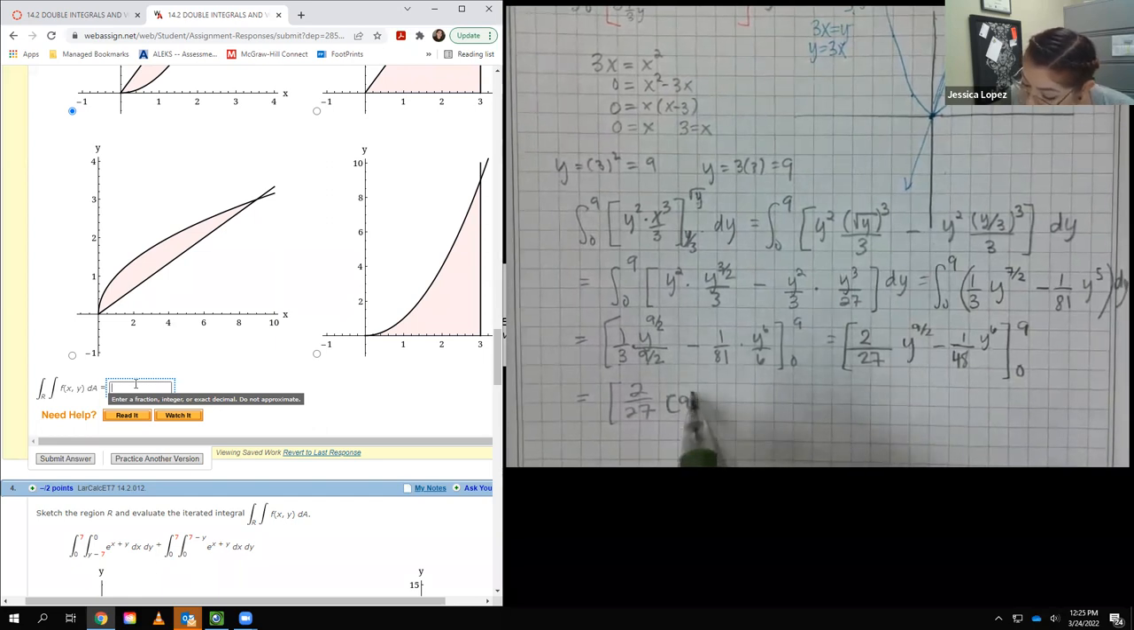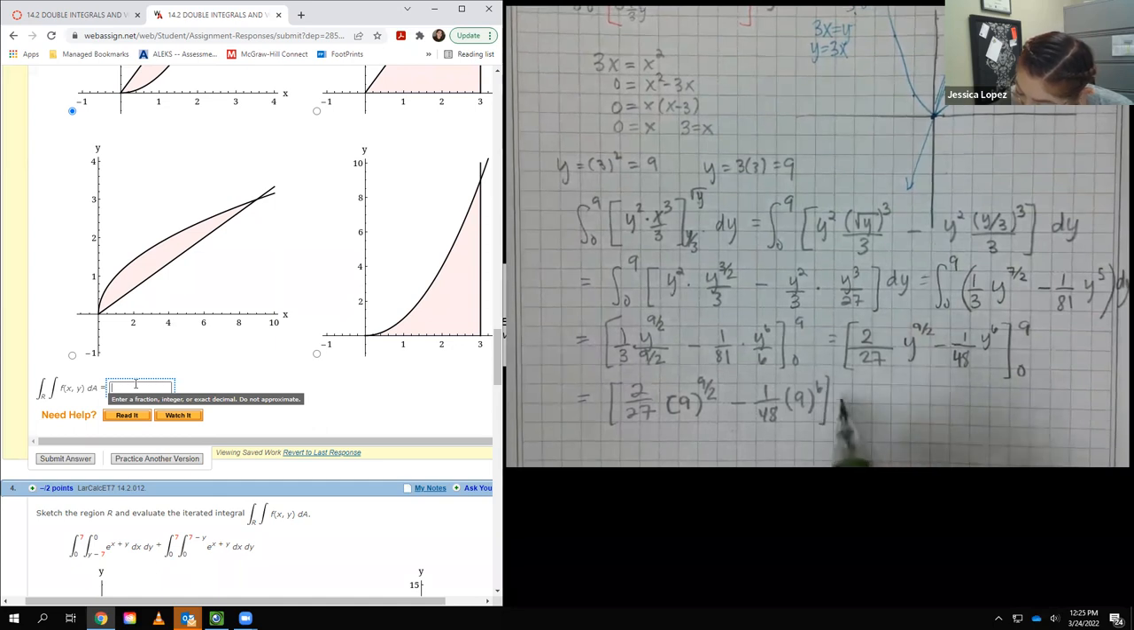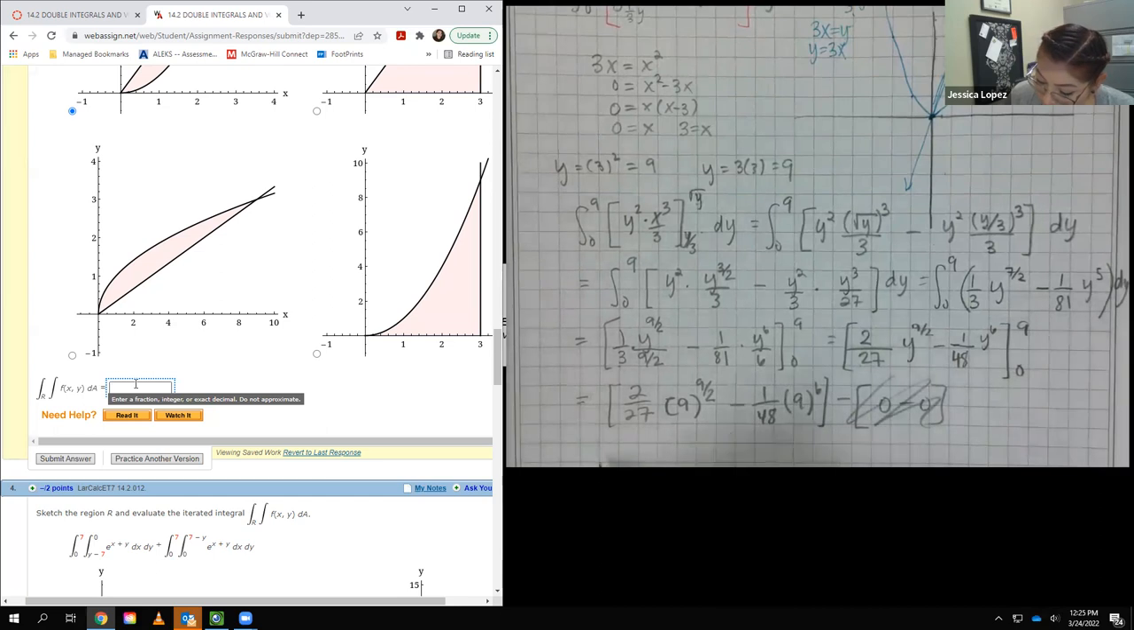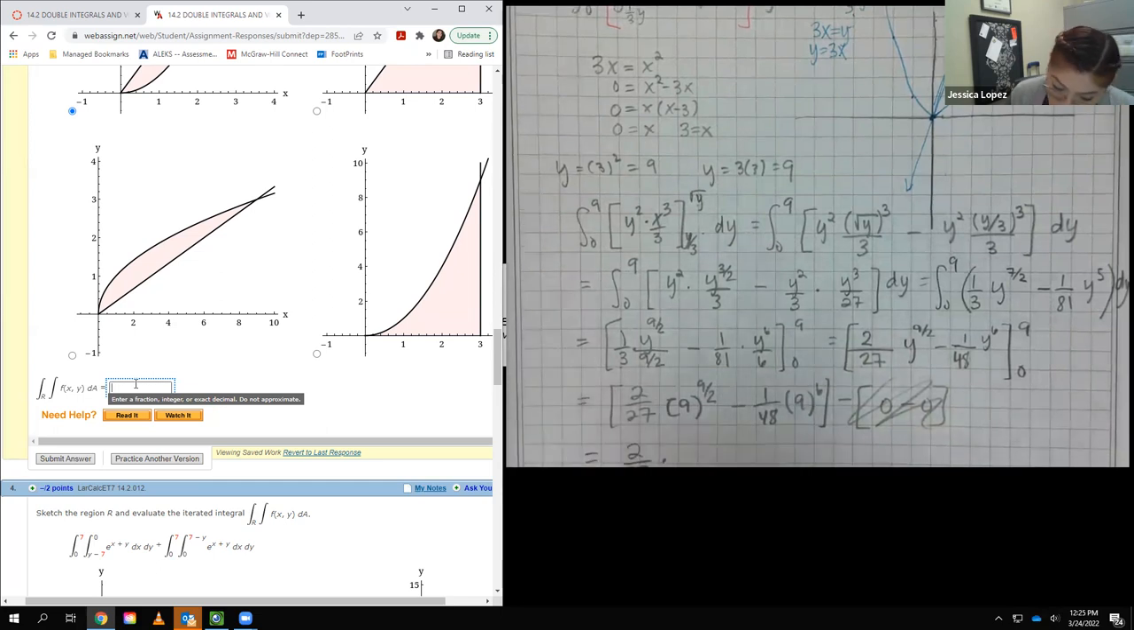Okay, so we have 9 to the 9 halves minus 1 over 48 times 9 to the 6 power, minus 0 to any power times, it's just going to be 0. I'm just subtracting a big 0. So we get 2 over 27 times, what's 3 to the power 9? This really big number divided by 27 times 2.